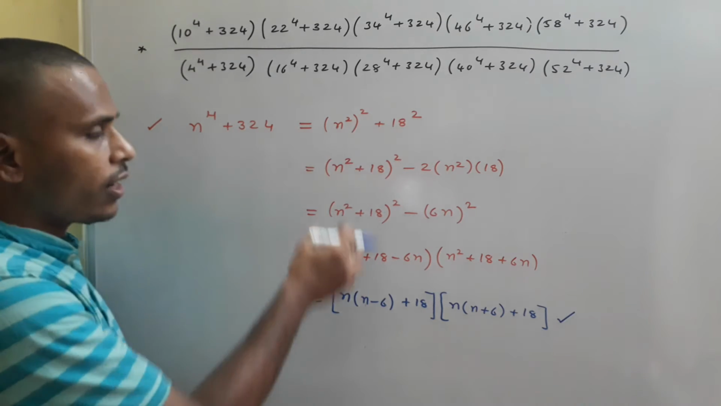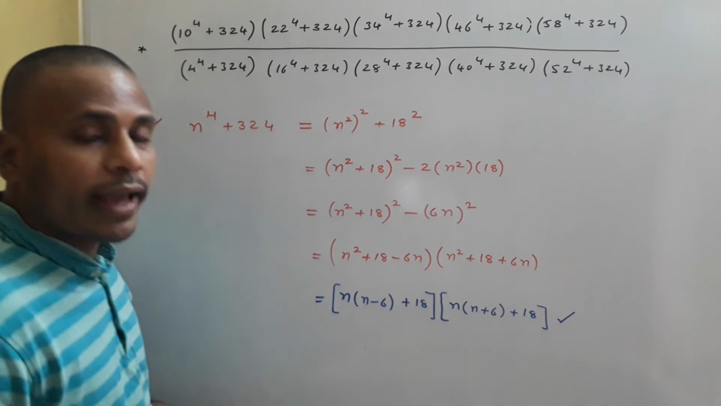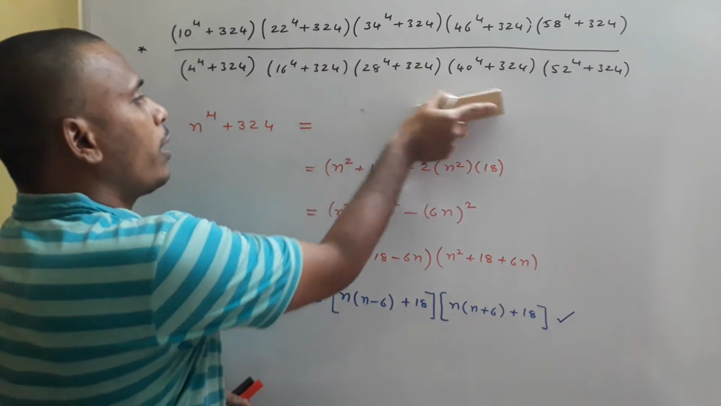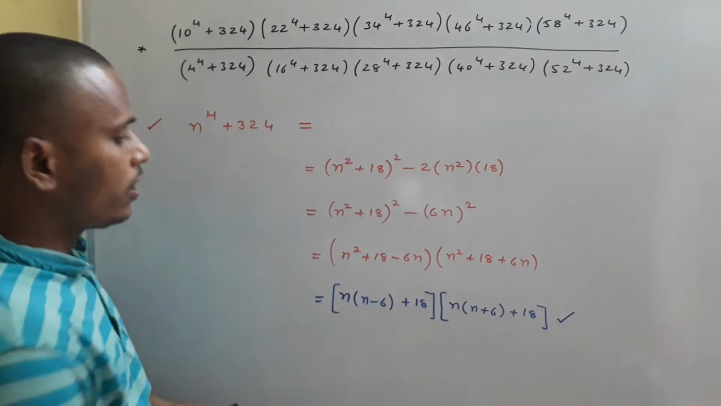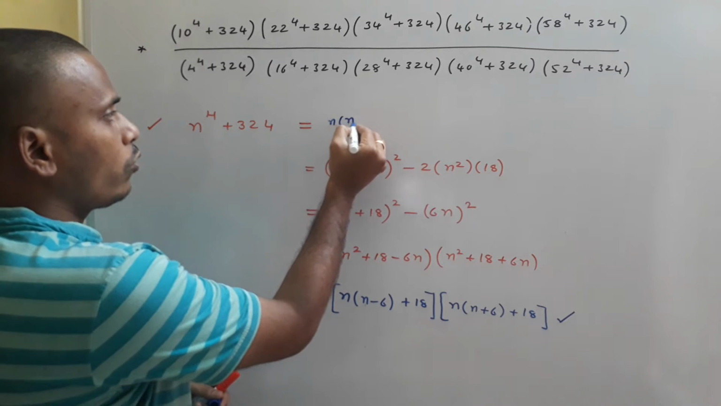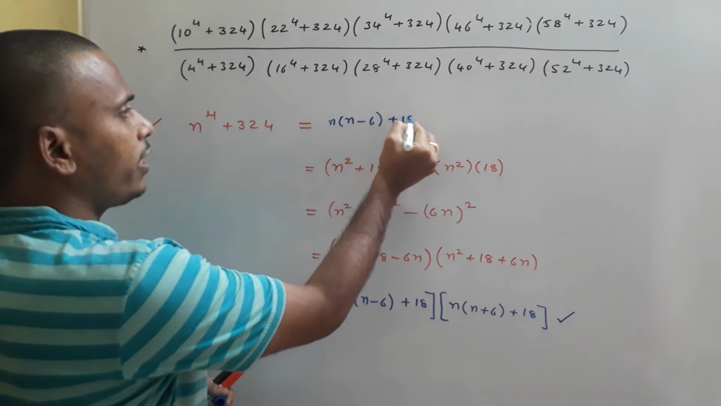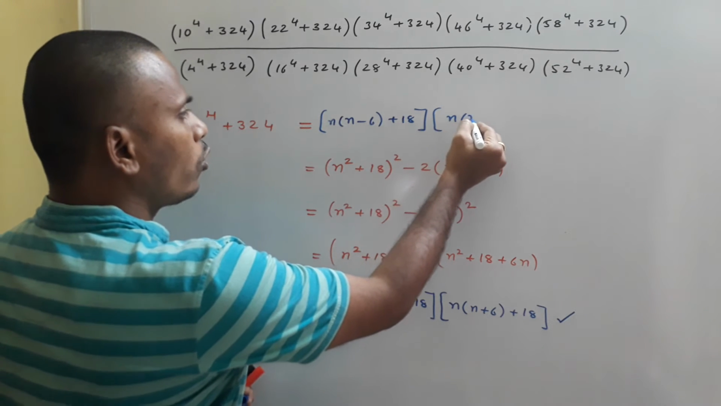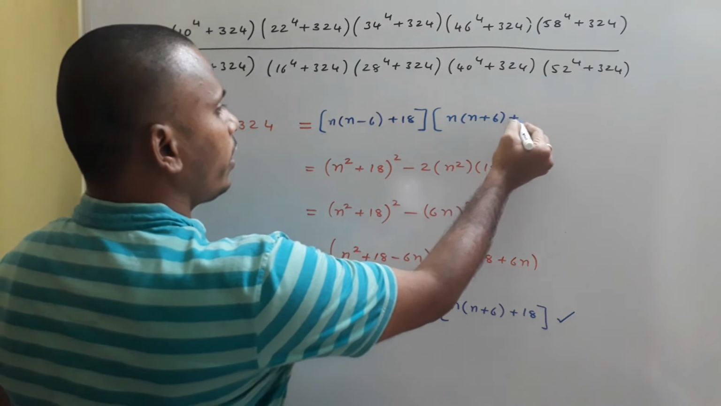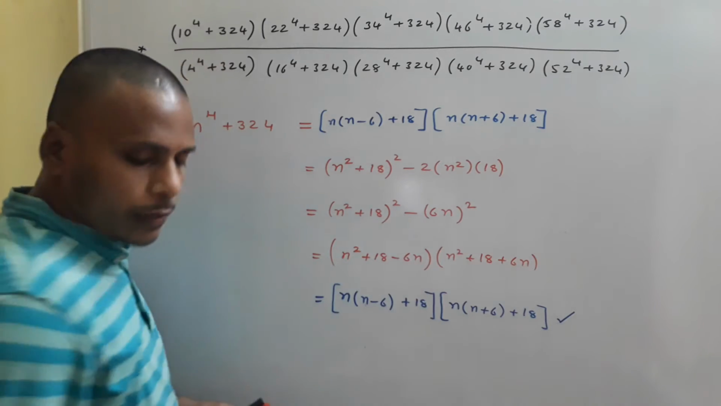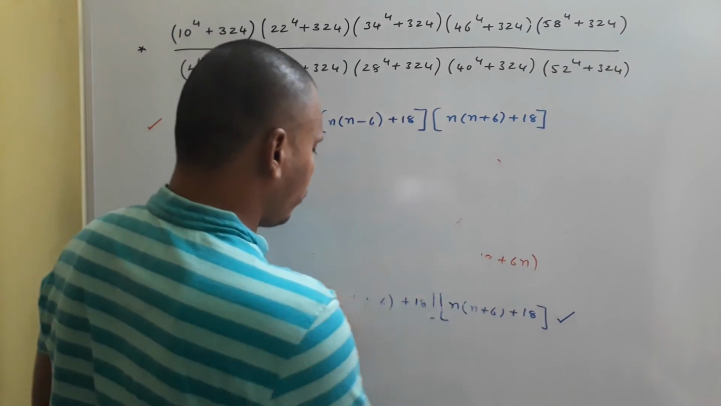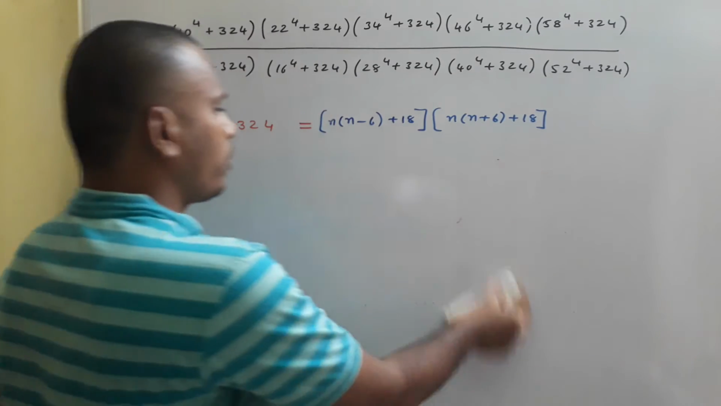Now I am going to erase this for the space. So finally what do I have? Finally I have n power 4 plus 324 equals n into n minus 6 plus 18 into n into n plus 6 plus 18. This is the product of two expressions. Right. And now just look at the problem.